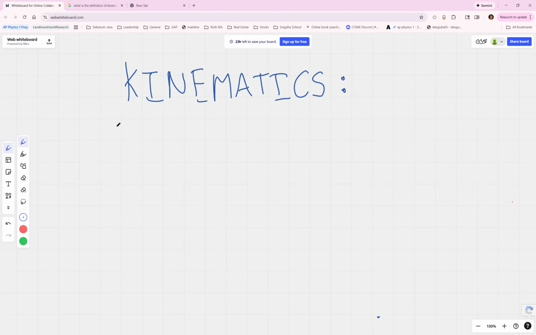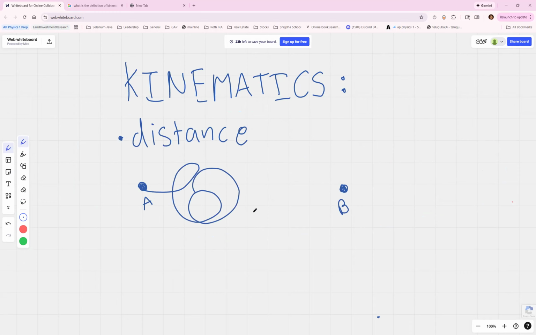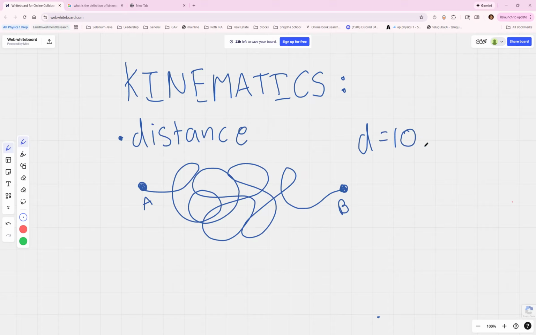Okay, so first let's start with distance. So in physics, distance is the amount of meters traveled between two places. So let's say you start over here. This is point A, and let's say this is point B. So you could go however you want. You could go like that. And after you get to point B, let's say all of the scribble that you did over here, let's say that distance D is equal to 100 meters.